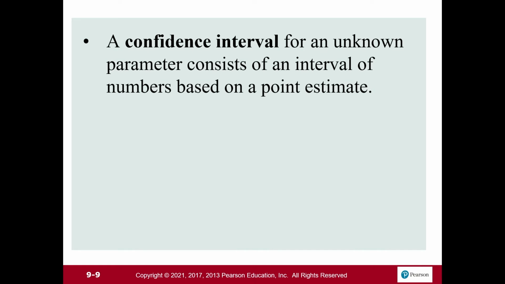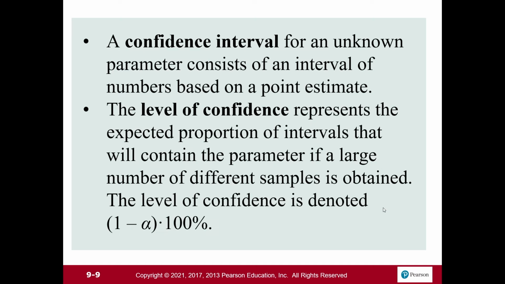So here we have the definition. A confidence interval for an unknown parameter consists of an interval of numbers based on a point estimate. The level of confidence represents the expected proportion of intervals that will contain the parameter if a large number of different samples is obtained. The level of confidence is denoted as (1 minus alpha) times 100%.